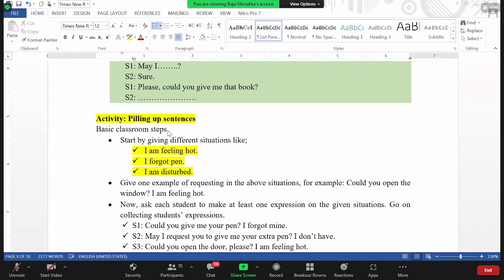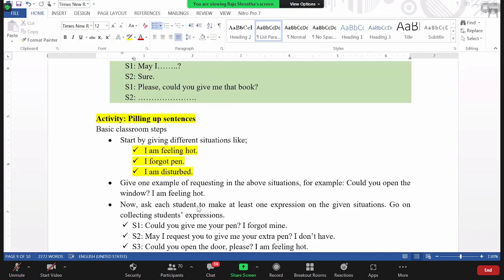Piling up sentences like basic classroom steps. You start by giving different situations, like I'm feeling hot, I forgot my pen, I'm disturbed. These are some situations at the beginning of the class. The teacher provides this kind of situation, then gives one example of requesting in the above situation. For example, could you please open the window, I'm feeling hot.